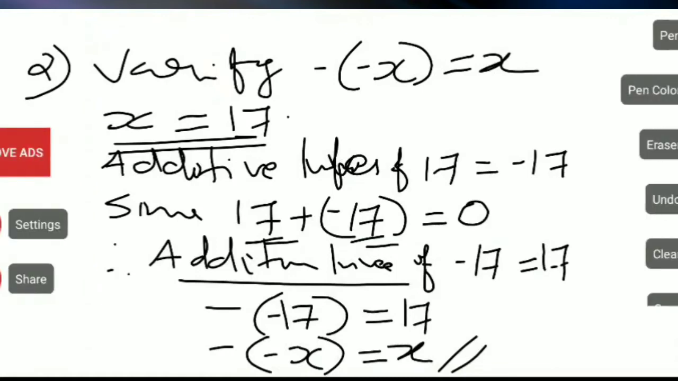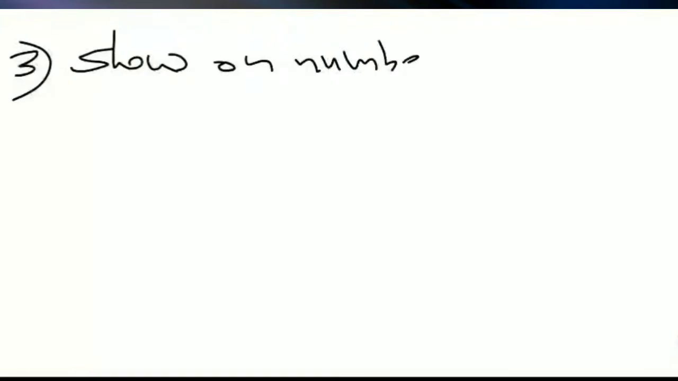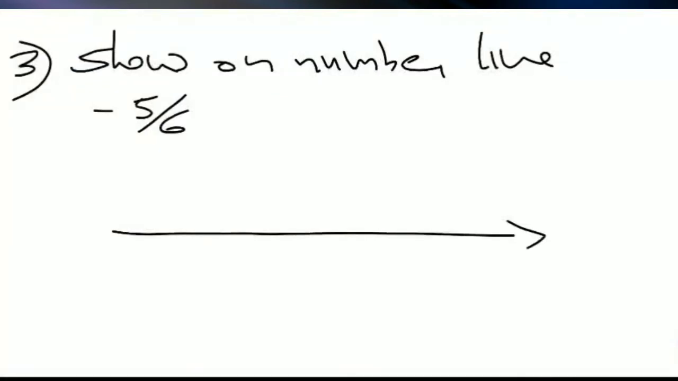Then what about the third question? The third question was: show −5/6 on the number line. It's a very easy question, all of you have done it, I think. Still, let us go through its answer. Draw the number line first. Then check the denominator, 6. We mark 0 here and −1 here, because it is minus, on the left side.